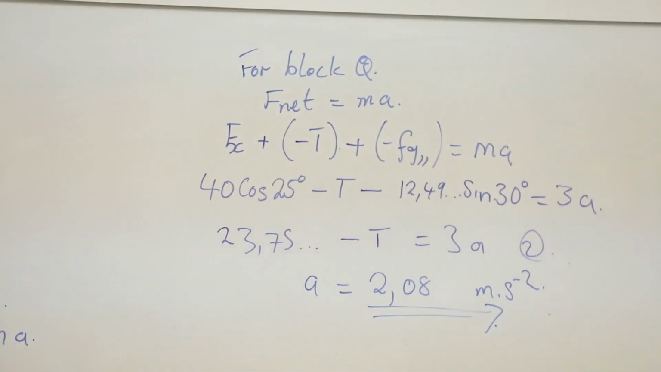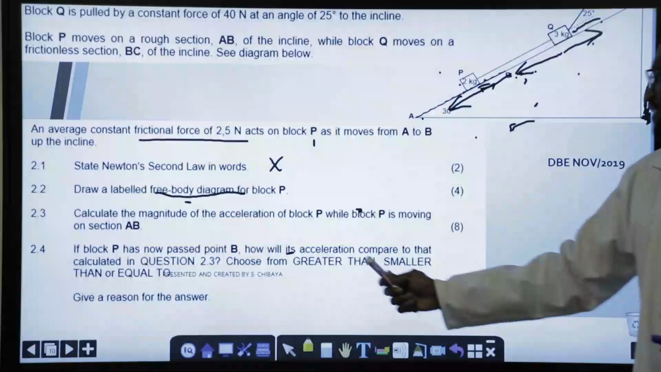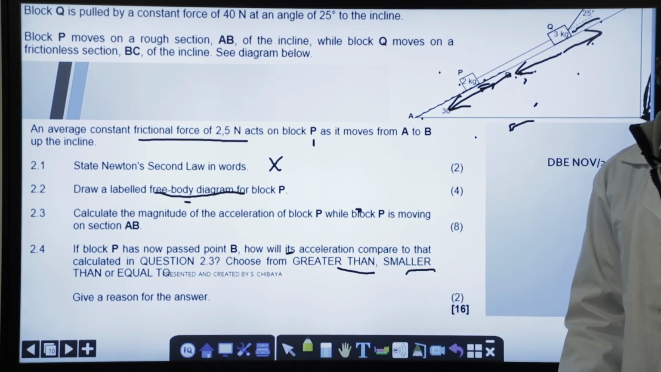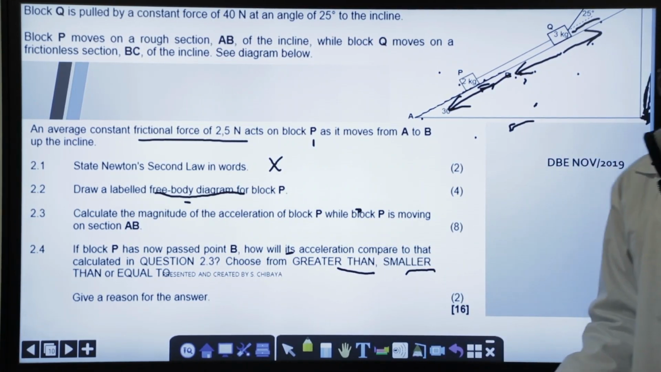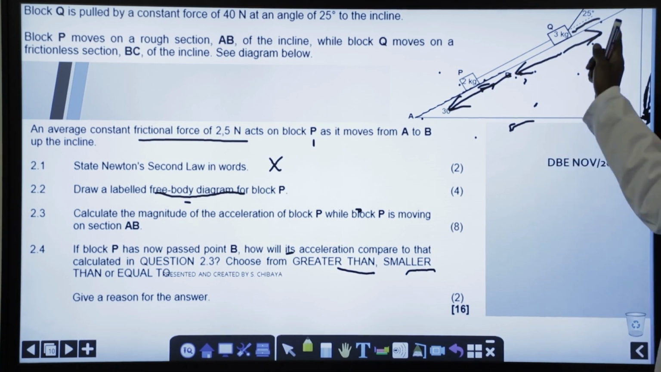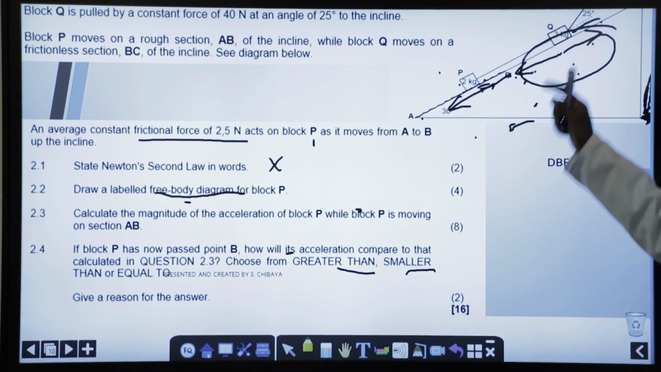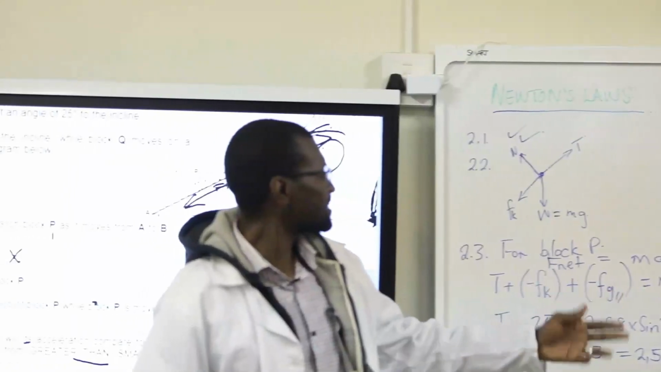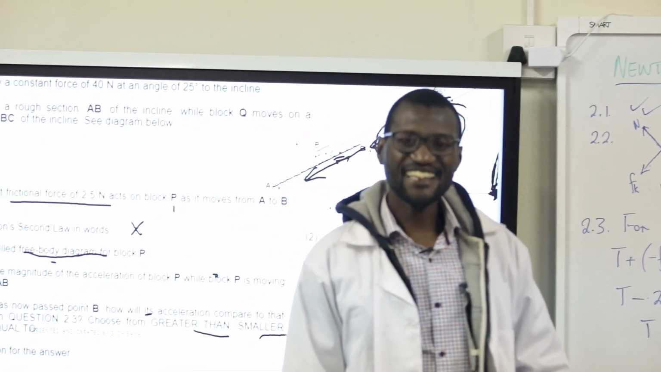Quickly, if the block P is now past the point B, what will happen to the acceleration? No more opposition from friction. So what will happen to block P? Is it going to have a greater acceleration, a smaller acceleration, or an acceleration equal to? The acceleration is definitely going to be greater. Why? Because there is no more friction. Think about it, look at it, and enjoy.